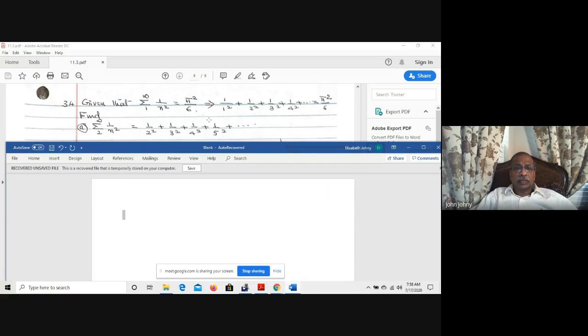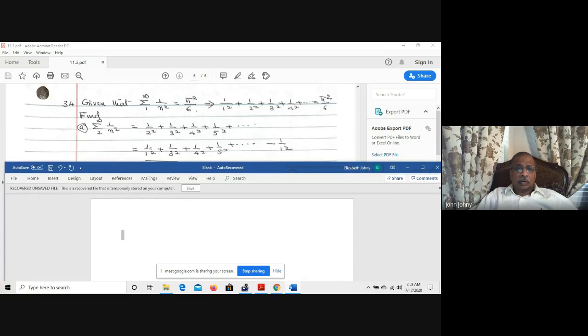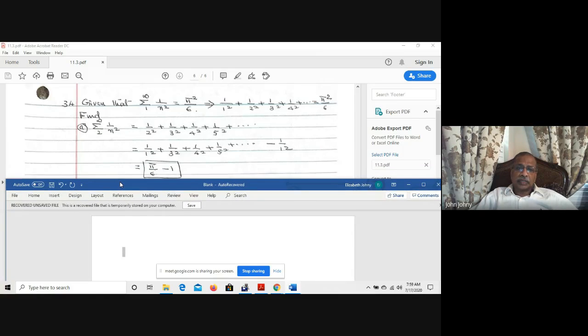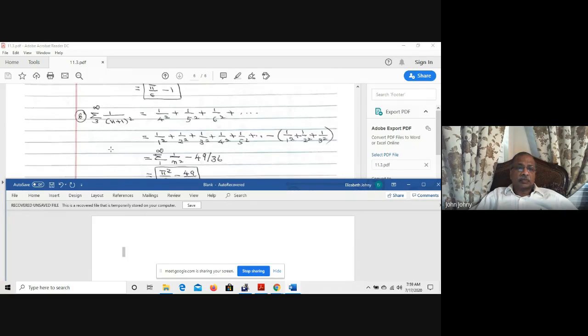So 2 to infinity is 1 over 2 square plus 1 over 3 square plus etc. That is equal to 1 over 1 square plus 1 over 2 square plus 1 over 3 square etc. minus 1 over 1 square, because there is an additional term. So if you call this s, then this one is s minus 1 over 1 square. So it is pi square over 6 minus 1.